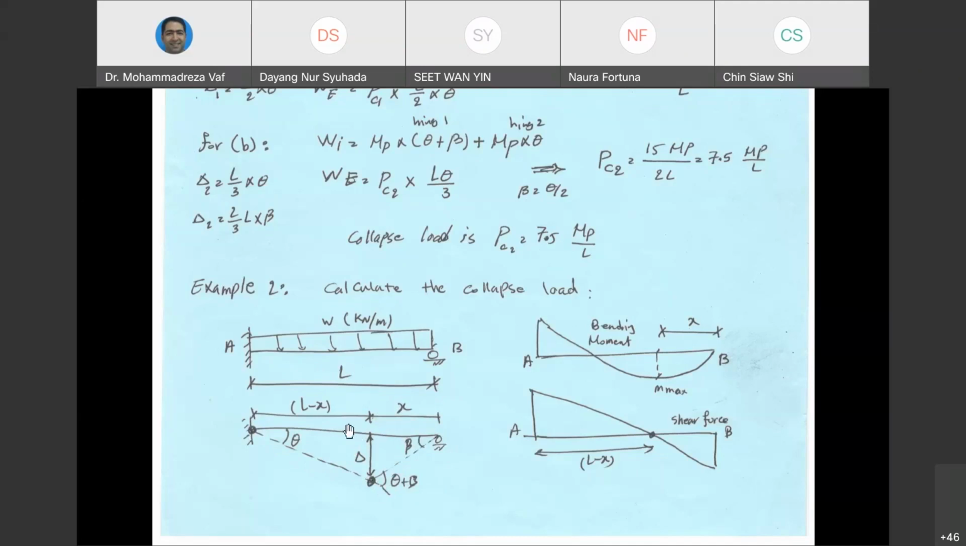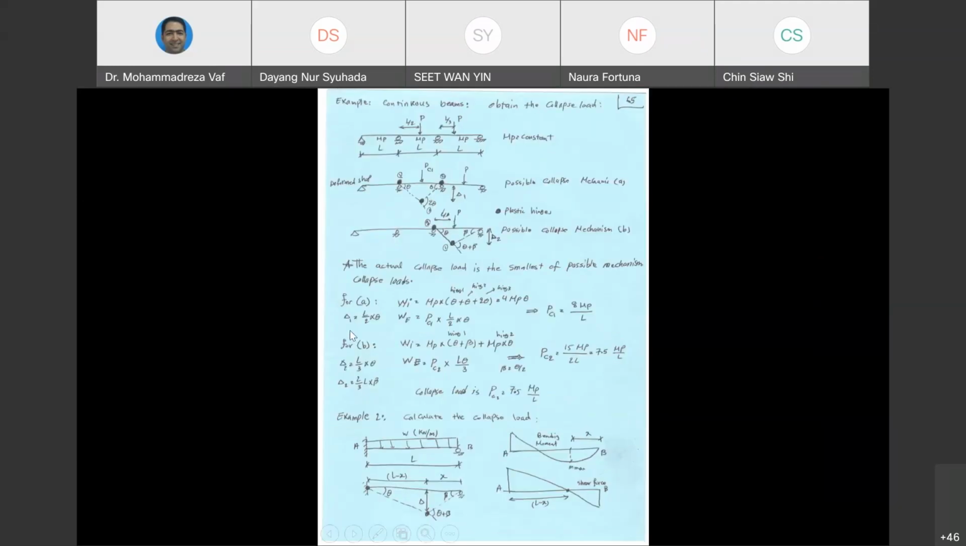Since the loading condition is not symmetrical and the support conditions are not symmetrical, when one side is rotating by theta, the other side is going to rotate by beta. And the total rotation is going to be theta plus beta. Again, we are going to use the internal work equal to the external work in order to calculate W critical. This is what we have done in our next slide.